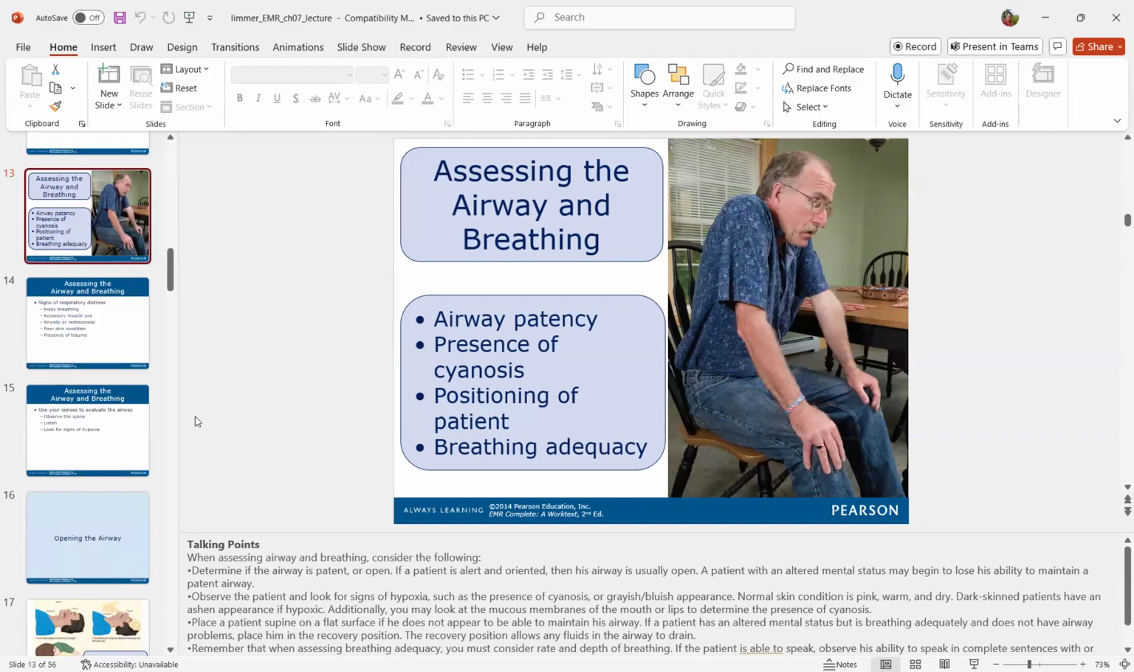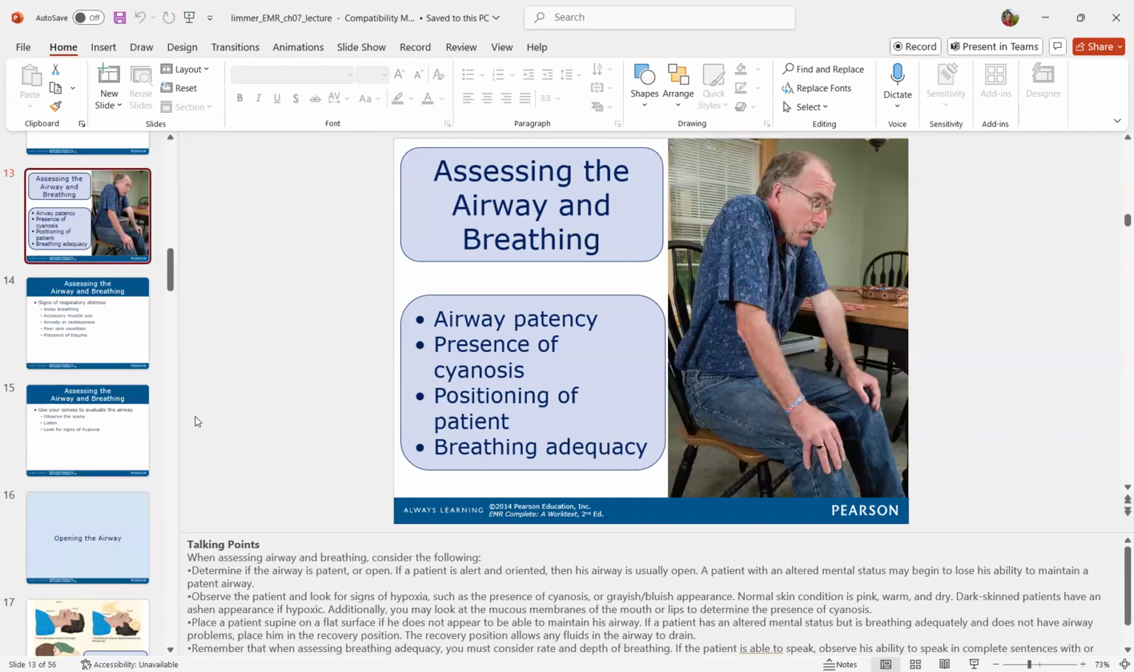When assessing breathing adequacy, we have to consider the rate and the depth of their breathing. So what's that breathing rate? The 12 to 20, 15 to 30, 30 to 60, whatever patient age you're dealing with. And the depth. Are they getting that good chest rise and that good chest fall? Or are they just getting in a little bit? They're not getting that good expansion of their rib cage going up and down.